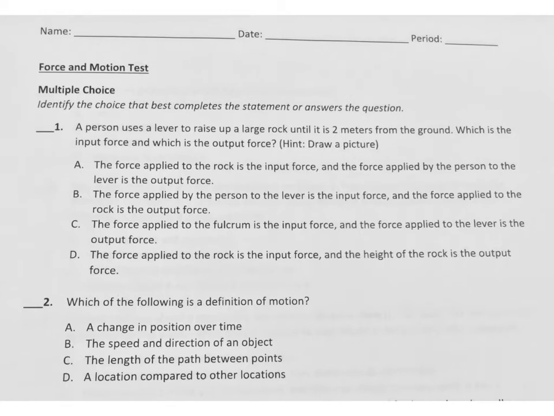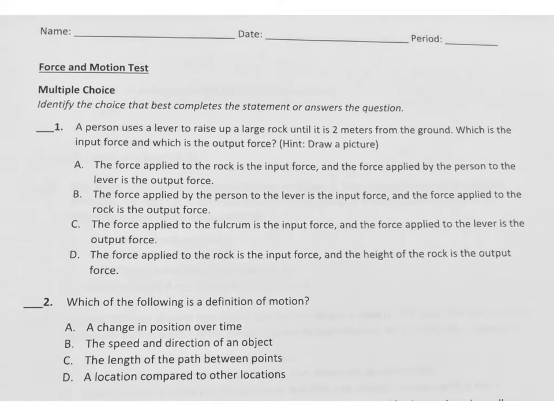C, the force applied to the fulcrum is the input force, and the force applied to the lever is the output force. D, the force applied to the rock is the input force, and the height of the rock is the output force. Press pause if you need to review.